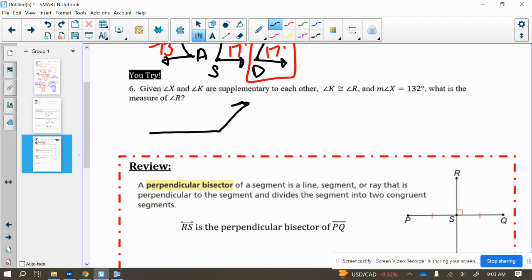Okay, this time you have two supplementary angles and then two that are congruent to each other, named X, K, and R. Find the measure of angle R.